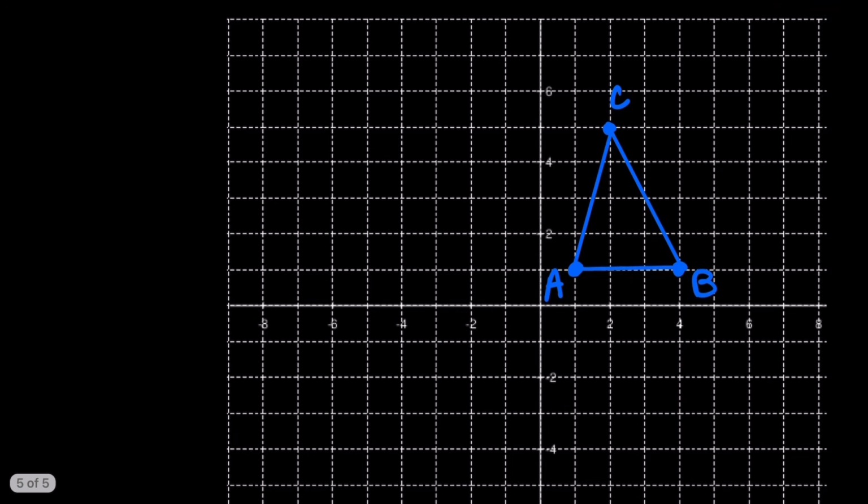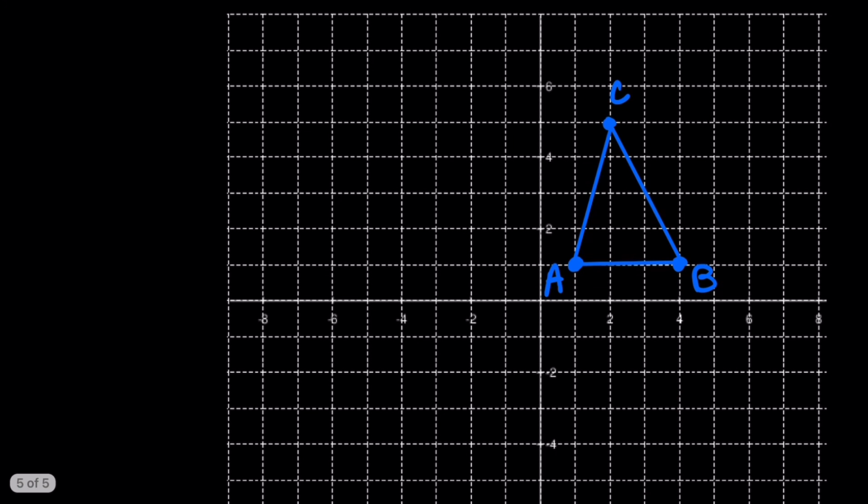And then what I'll do is I'll plot those coordinates. Okay, so let me do that. A prime is negative 1, 1. It's right here. B prime is negative 1, 4. So that goes right there. And C prime is negative 5, 2. It goes right there. And then we'll just connect those.